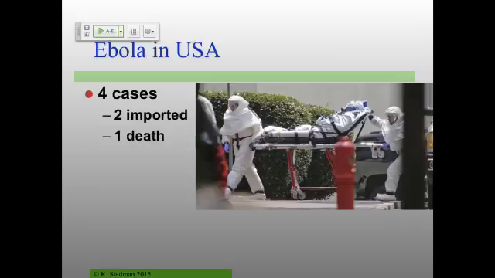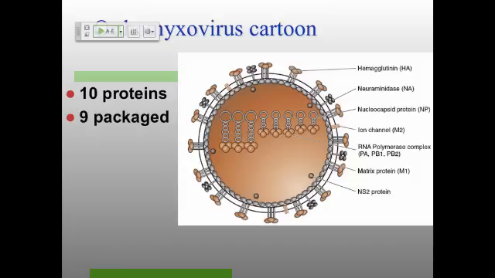Everyone's worried, but no reason to be worried in the U.S. here. So questions about Ebola and filoviruses, etc. Something to be much more concerned about in the U.S. are these guys, the orthomyxoviruses, also known as flu. Again, negative strand RNA viruses bringing the whole kitchen sink along with the virion.